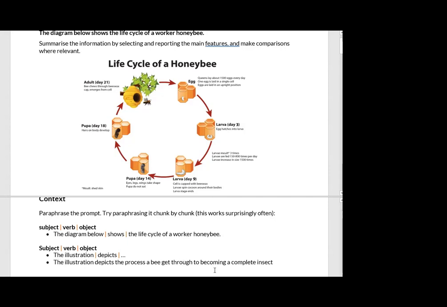The illustration depicts the process a bee get through to becoming a complete insect. Okay, the illustration depicts the process a bee. We need a different verb. What else collocates with through? Starts with G. What other common G verb collocates with through? Goes. That's it. And it's third person singular, so it needs to be go through or goes through. Goes through.